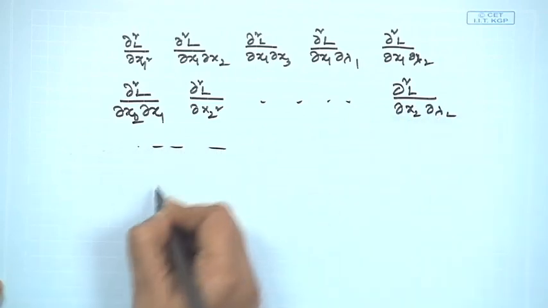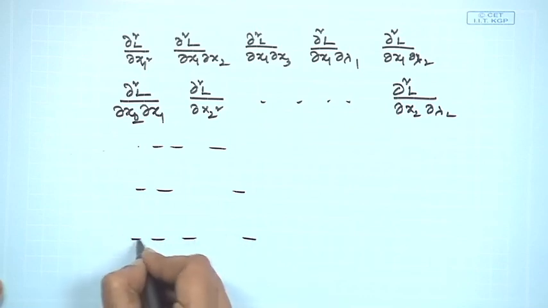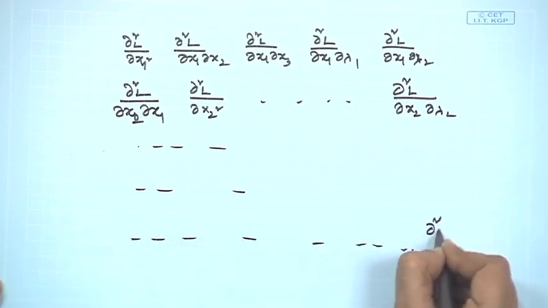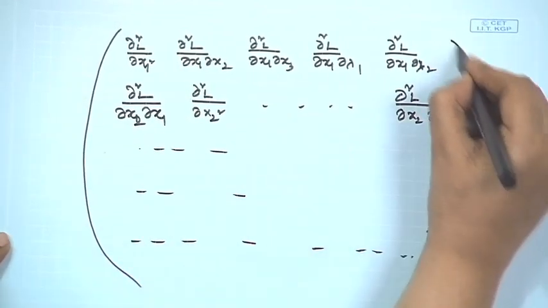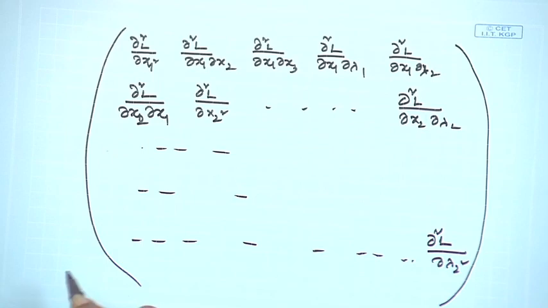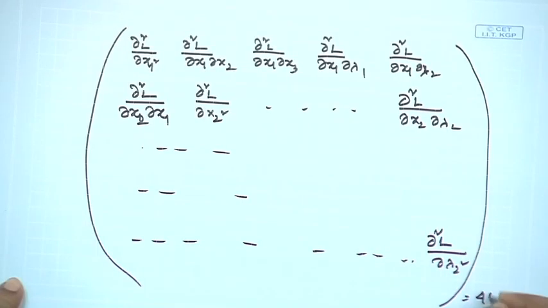There will be 5 rows, and the third row, the last element would be del 2L by del lambda 2 square. If you just find out this matrix, that is the Hessian matrix for you. If you can find out this matrix, is it a positive definite matrix? If for this case you have the positive definite matrix, then we can declare it. This value you will get as 460 actually.